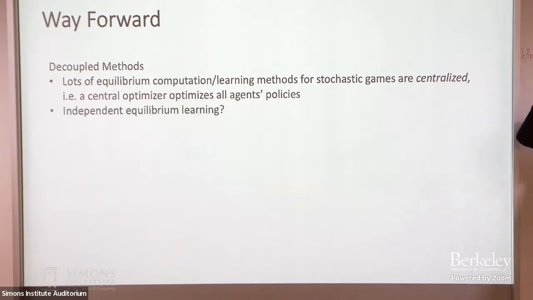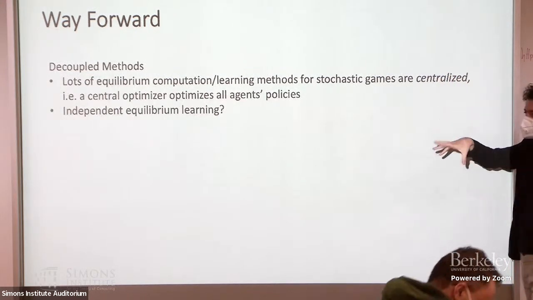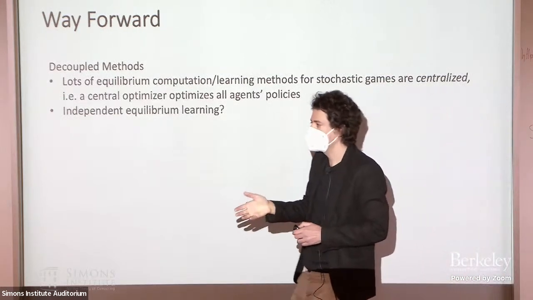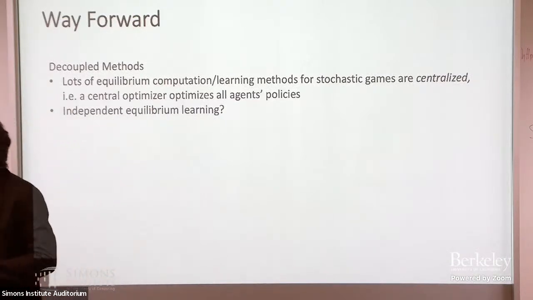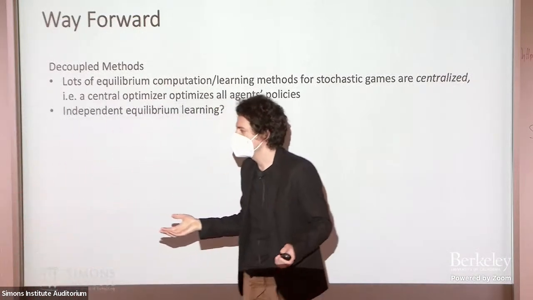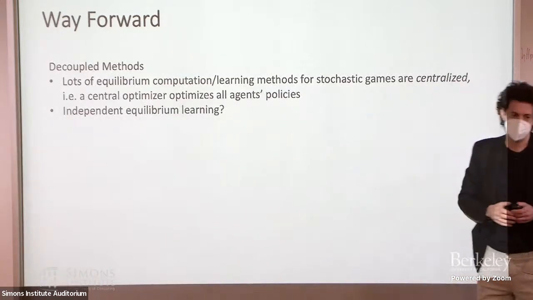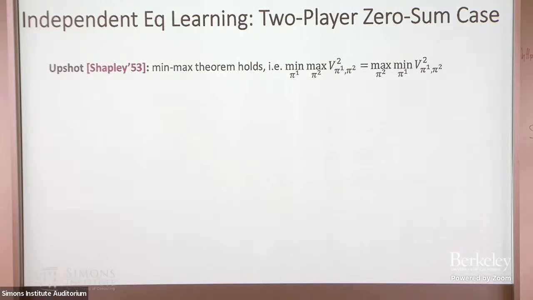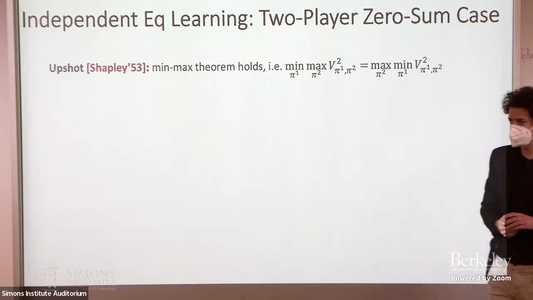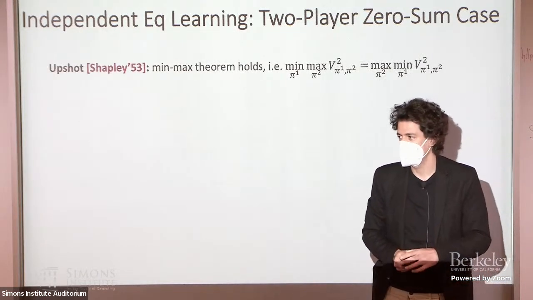An interesting question is, can you get independent equilibrium learning? Can you have the types of algorithms that we know for normal form games where each player is running their own no-regret learning algorithm, for example, and the joint behavior gets to correlated equilibrium or min-max equilibrium? We don't have much of that, actually. There is some work on independent equilibrium learning. Let me illustrate one of these works that I was involved with, and also take the opportunity to talk a little bit about this very nice special case of two-player zero-sum stochastic games.